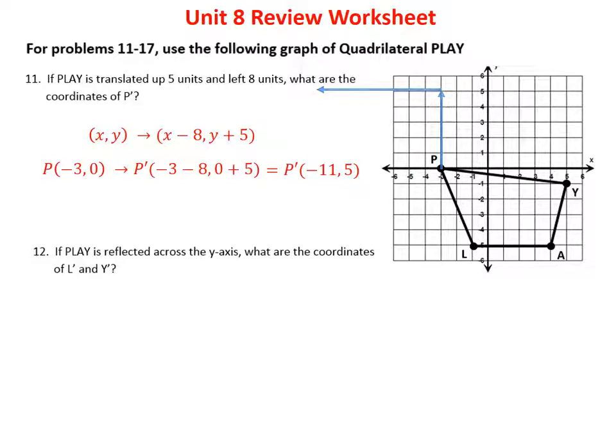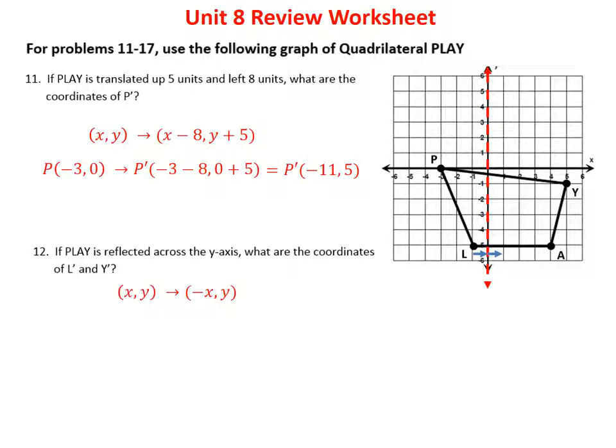In the next one, number 12, it says if PLAY is reflected across the y-axis, what are the coordinates of L prime and Y prime? Well, let's draw the y-axis. It looks like that. And so I'm going to reflect. If I look at point L first, it goes over 1 to the y-axis, so I go 1 more, so that's going to be my point there. It looks like 1, -5.